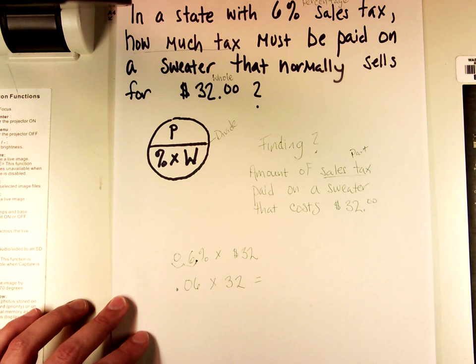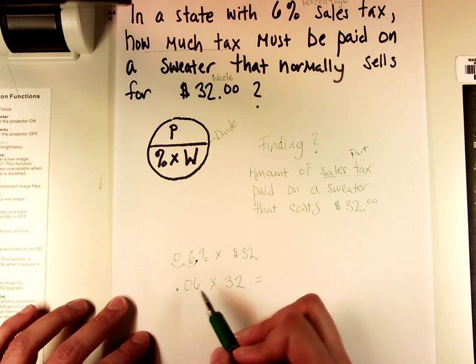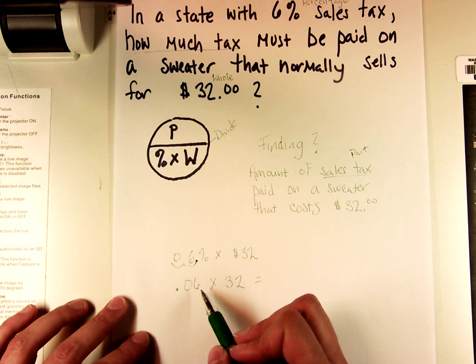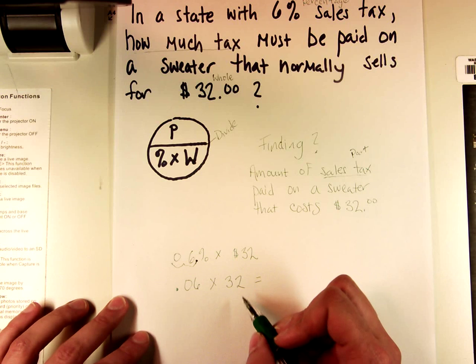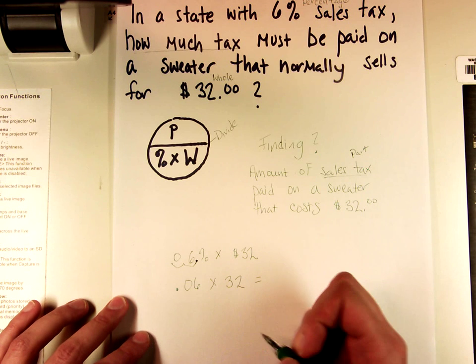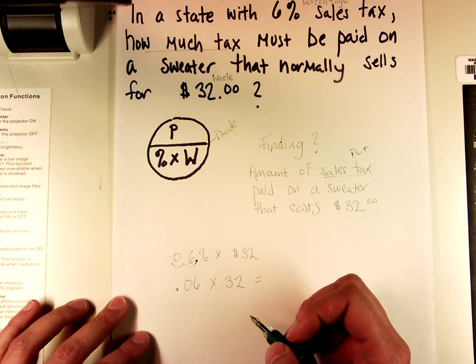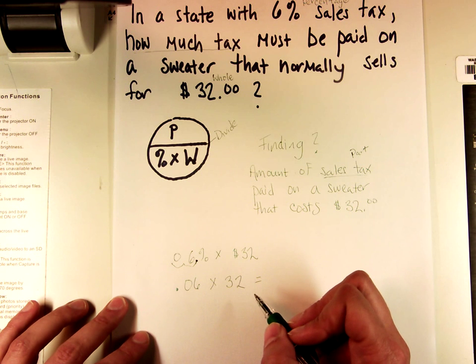Christy tells us to make an estimate. 6% is not very much of something. And 32 is not an enormous number. So I'm going to estimate that the tax I'm going to pay is actually going to be a pretty small number. I would guess that it's going to be less than $5.